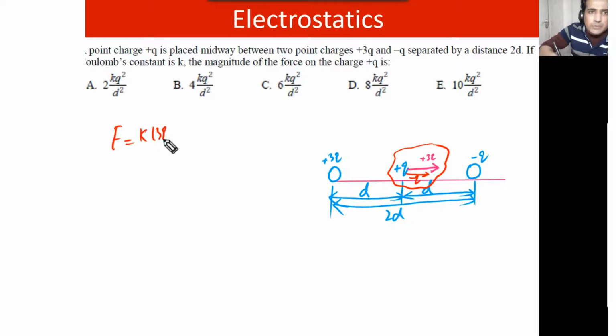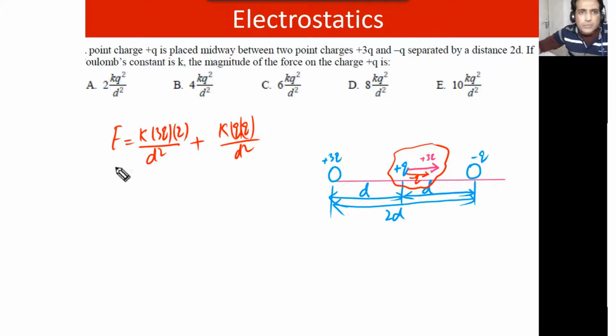So this will be k times 3q over d square, and plus, for the total force, k times q over d square. Don't worry about negative signs now, because the force is in the same direction. So then you can add and you will get your answer. This is how you can figure this out. Simply, this is the thing you need to understand: you have to add the forces because the forces are in the same direction. So if you add, you will get your answer.